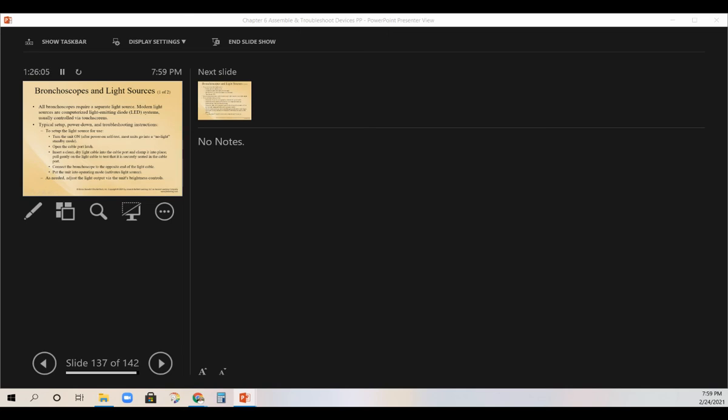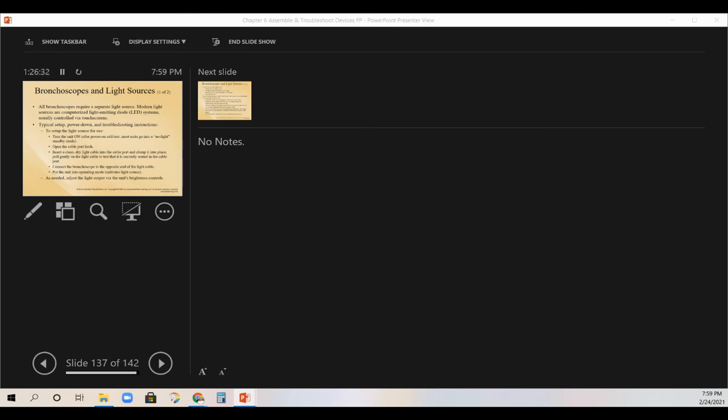Okay, so all bronchoscopes require a separate light source. Modern light sources are computerized light emitting LED, usually controlled via touchscreen. So typical setup, power down, troubleshoot instructions. You want to set up the light source for use. So you're going to turn the unit on, do a self-test. Most units go into a no light standby mode.